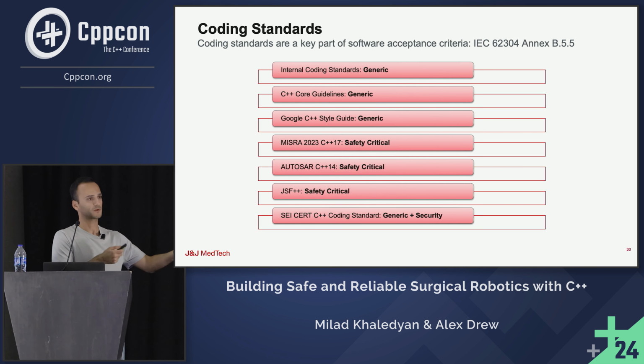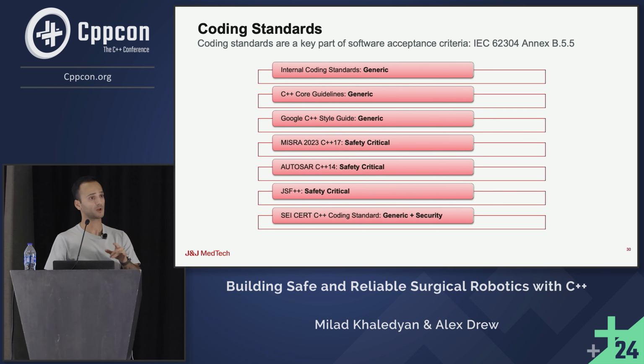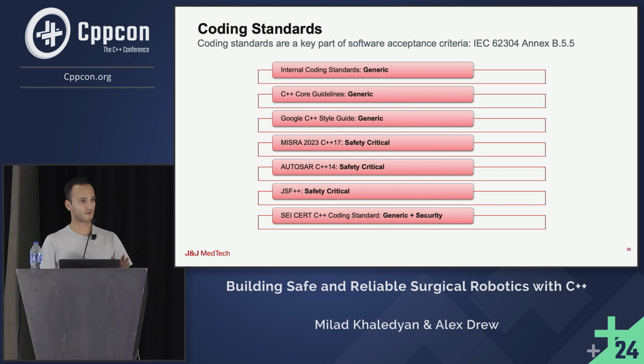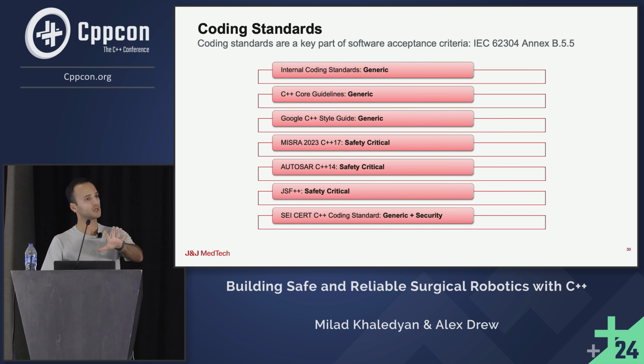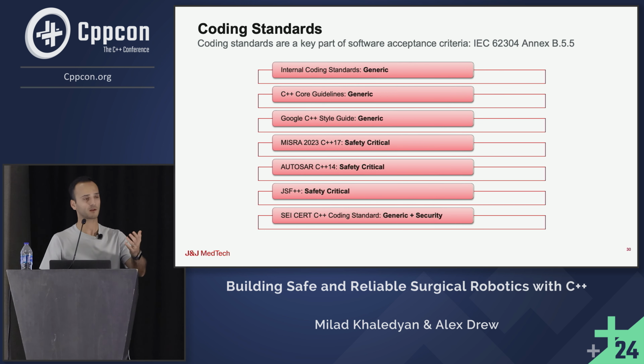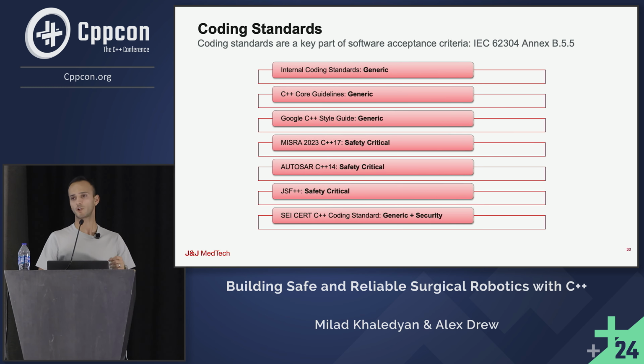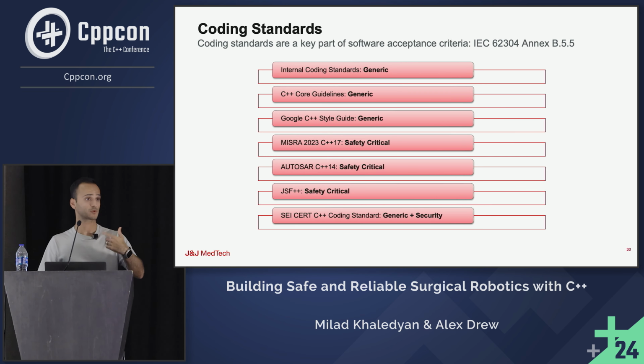For example, we use MISRA 2023, not the older one, which was not that great, but the new one, 2023, which targets C++17, a great safety critical coding guideline. AUTOSAR, again, is for automotive, and then JSF++ is basically for avionics. We can adapt different techniques from those guidelines to enforce on a code base that uses C++. And then we have generic coding guidelines like the Google Style Guide or the C++ Core Guidelines. Some of these guidelines might conflict with each other, so you probably need some sort of internal coding guideline to address those conflicts.